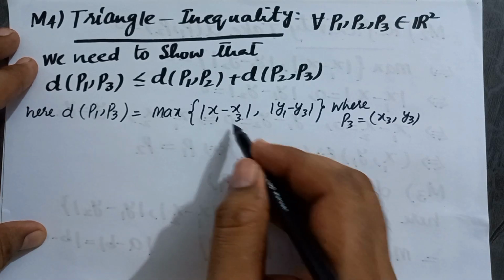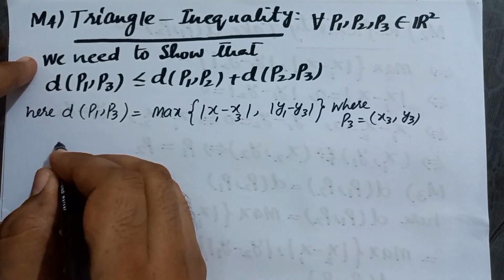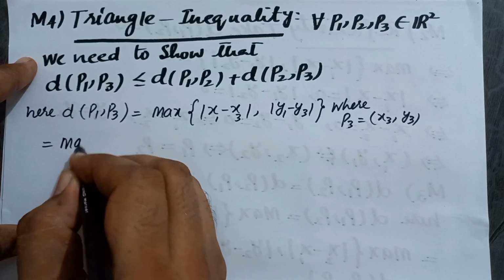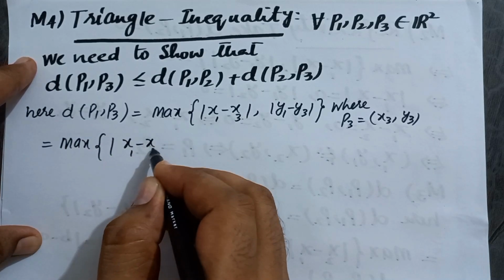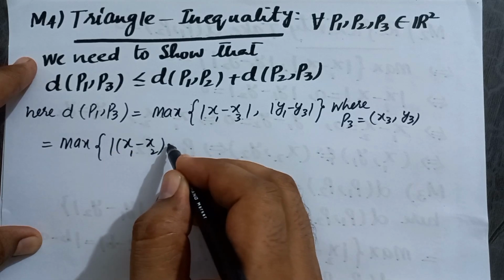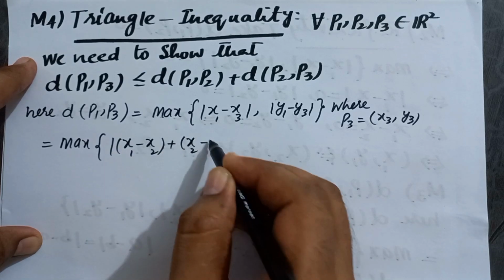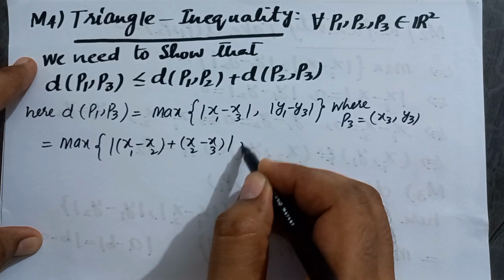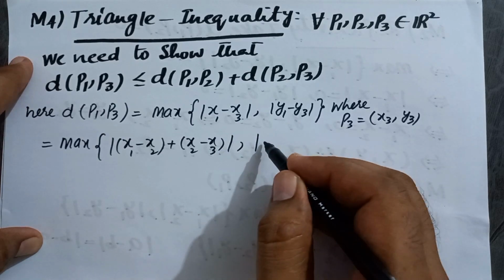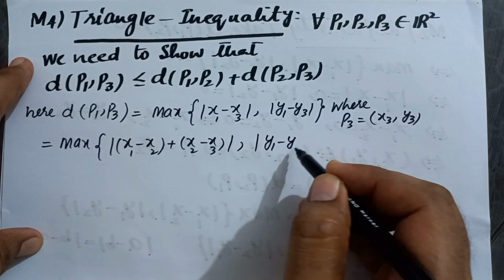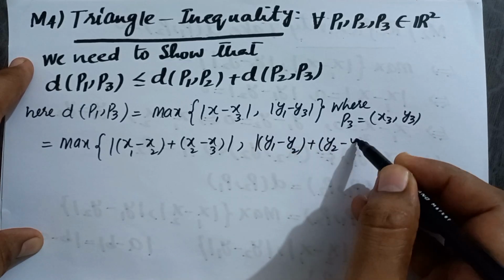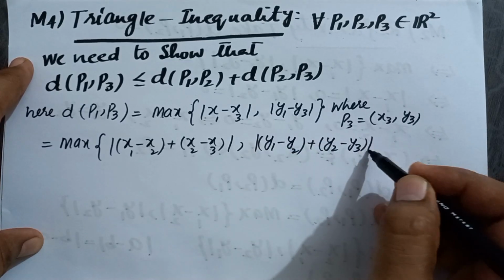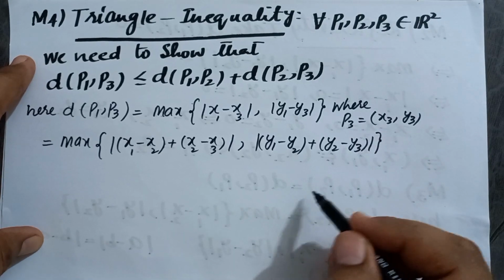By adding and subtracting x2 and y2 inside the absolute values, we will get the absolute of x1 minus x2 plus x2 minus x3, comma, the absolute of y1 minus y2 plus y2 minus y3.